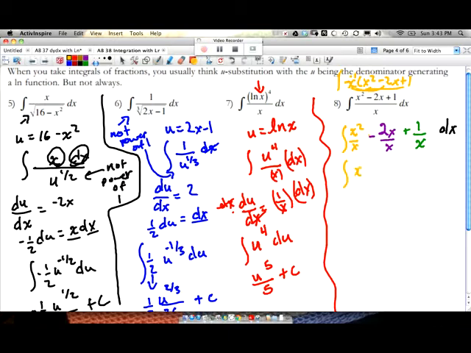Should probably do this just to make it look official. And so that's x to the first, so we can deal with that one. The second one here in purple is just going to be minus 2. And then the third one is that 1 over x dx. So we'll deal with that in a second here.